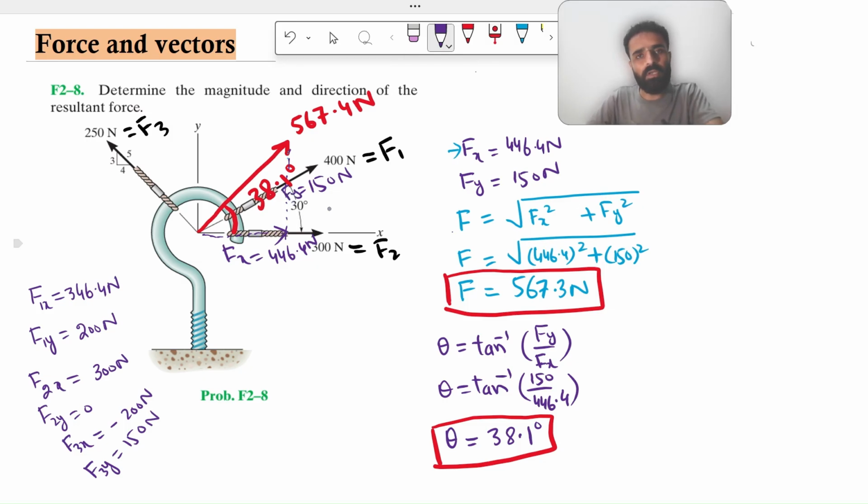So we found the value of the magnitude of the resultant force and its direction by using rectangular components of the individual forces.